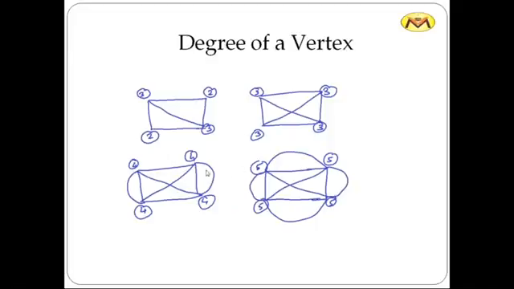So I've just drawn those 4 figures over here. What is written in these blue circles is the degree of each vertex. Here we can see there are 2 vertices where the degree is 3 and 2 vertices where the degree is 2. Here we have all vertices degree 3. Here we have all vertices degree 4. Here we have all vertices degree 5.